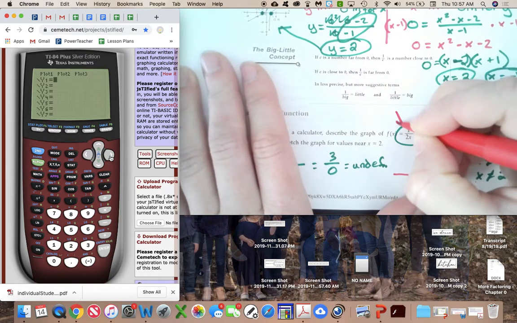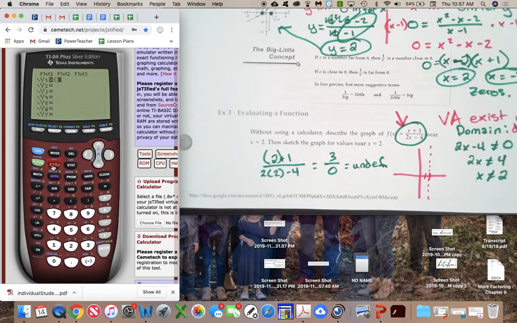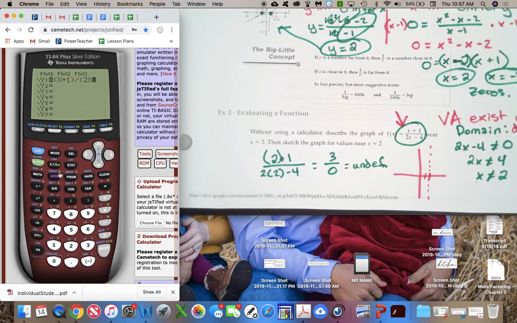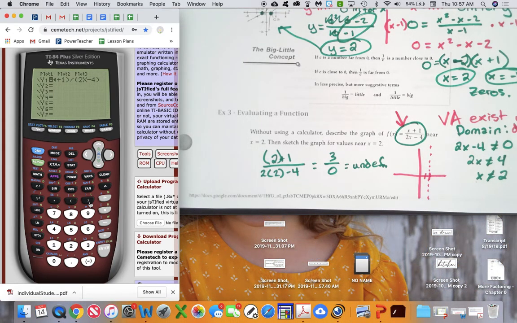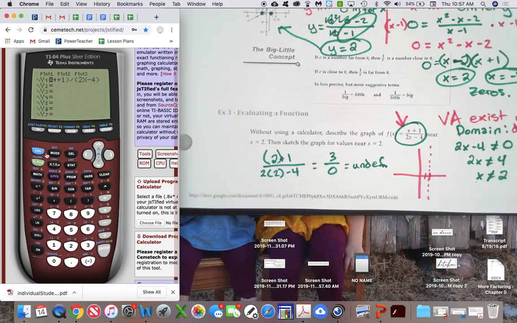X plus 1 divided by 2x minus 4. But when you do that, you need parentheses, so do parentheses around those. This is what mine looks like: (x plus 1) over (2x minus 4). Then I want to show what's going to happen to this guy around the number 2. So rather than graphing him, I am going to go to table set.